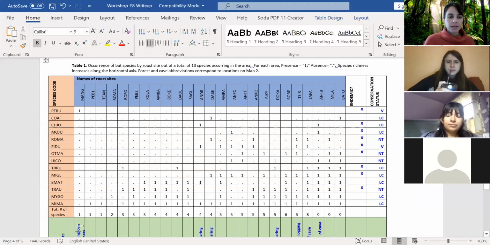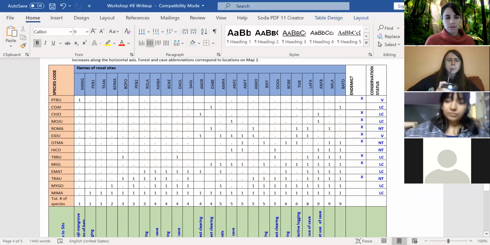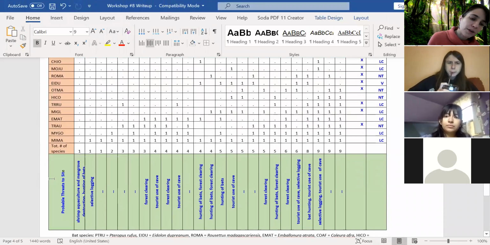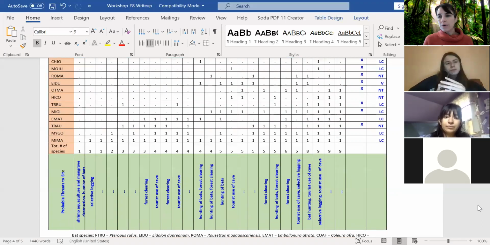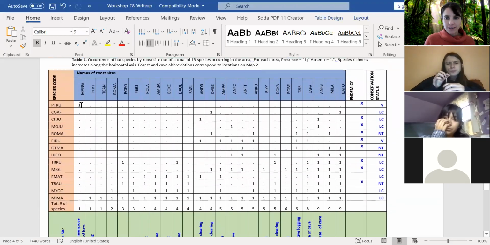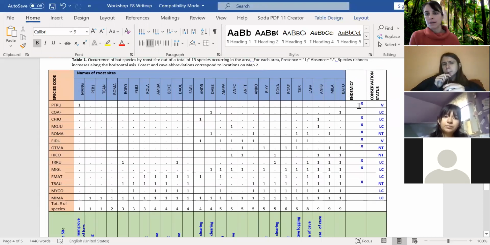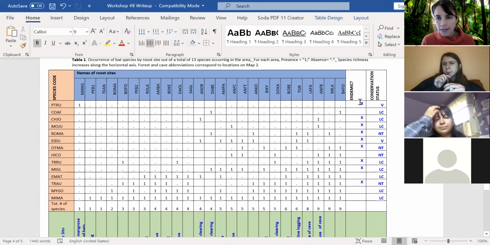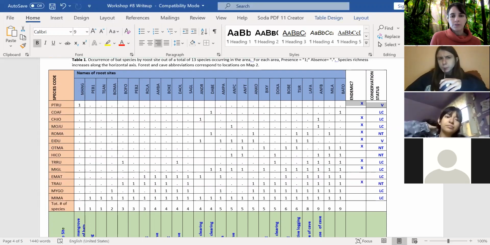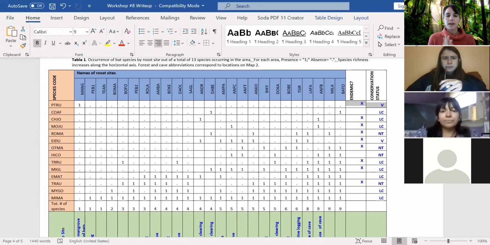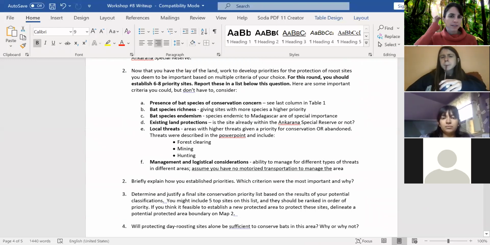And then down here it tells you probable threats to the site: shrimp aquaculture, mangrove destruction, and bat hunting. So there's quite a bit going on at that site. Now, there's only one species found at that site, but what other information are you given in this table? Well, it is an endemic species, and its conservation status is vulnerable. So you need to go through each of these sites and ask, what are important criteria for me? And I've listed some of the criteria you can consider up here.